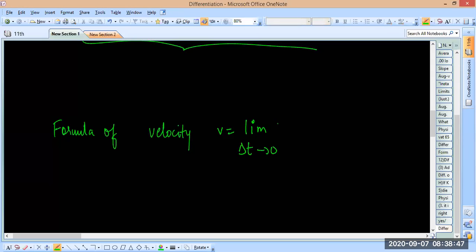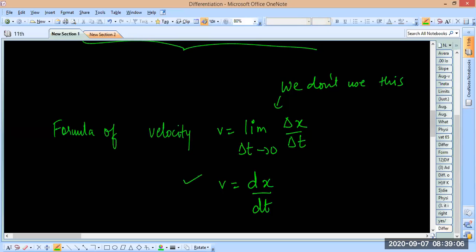All right. But this is very ugly to write, isn't it? Okay. This is correct. But see, normally we don't use this. This is correct, but we don't use this. We prefer this one.